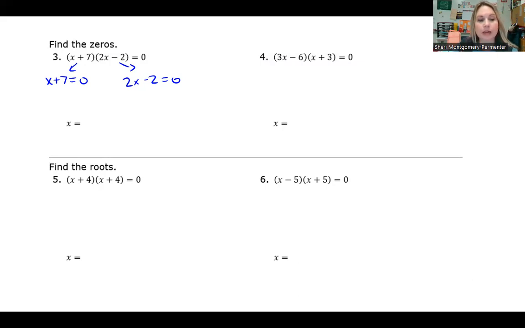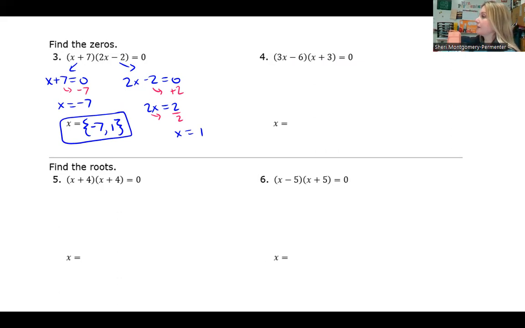So on the left, we have x plus 7. 2 divided by 2 is 1, right? Did y'all get the same thing? Negative 7 and 1? Yeah.